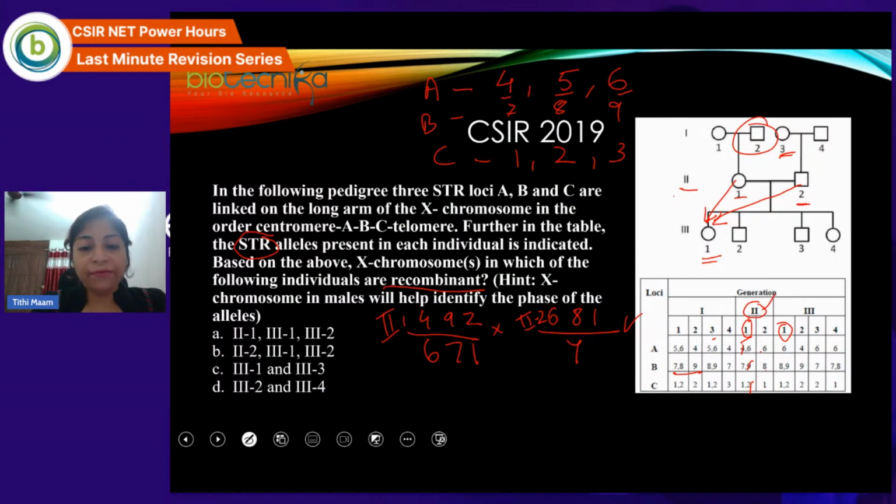So 2-2 is a male. If it is a male, a male will have only one X chromosome and one Y chromosome. So whatever genes are present here, 681 means 6 allele for A, 8 allele for B, and 1 allele for C are present on one X chromosome because the other one is a Y chromosome. Do you people understand that? So that's why I have written down the genotype as 681 and Y. Is this part clear?